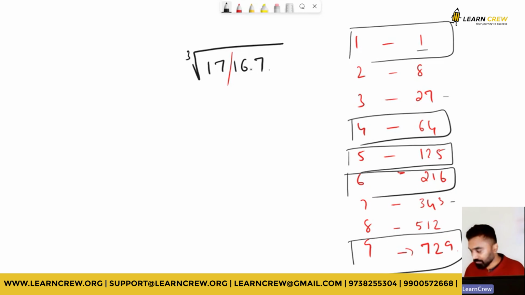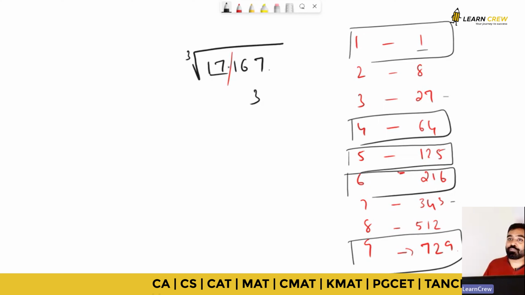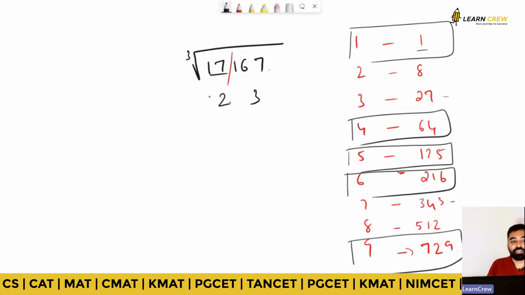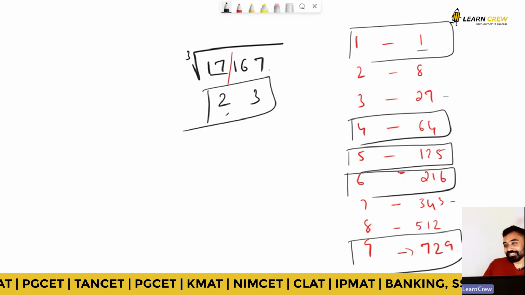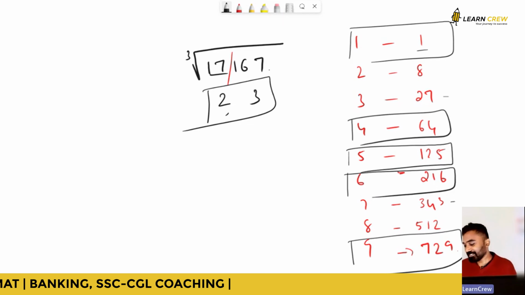Now the given number ends with 7, so the options are 3. Okay, 17 is the closest to which cube? 2 cube is going to be your set. So 23 cube is going to be your 17167. Okay. Clear or not clear?